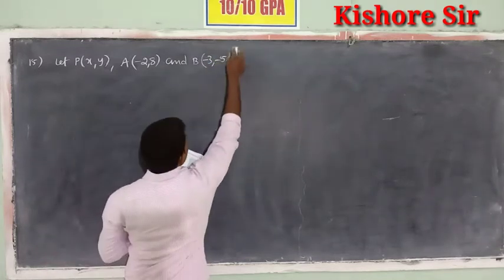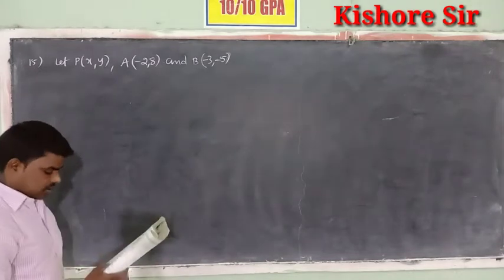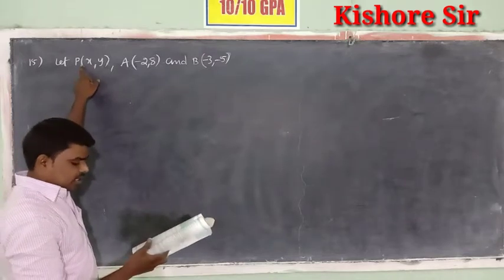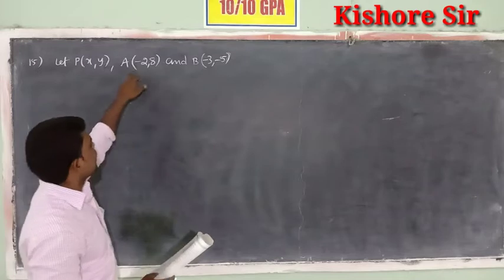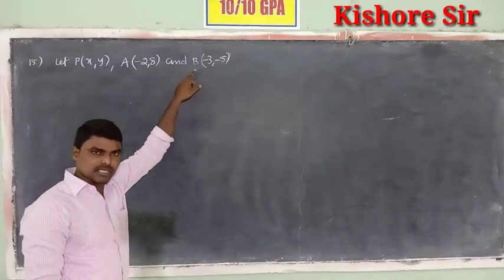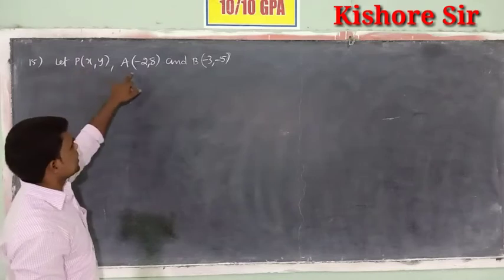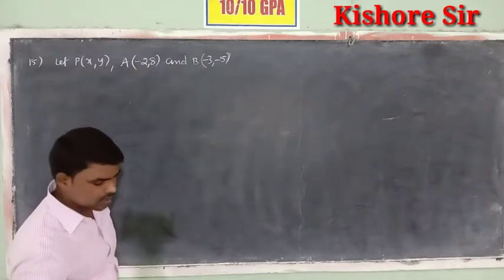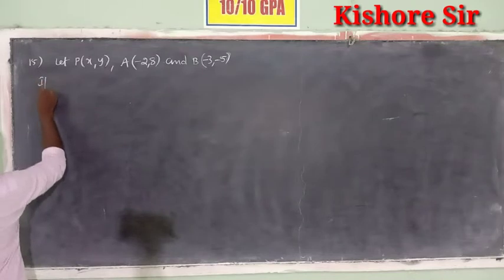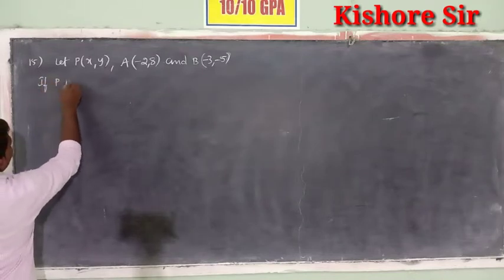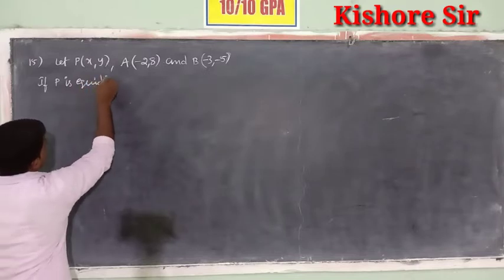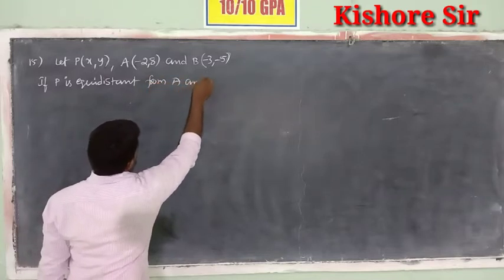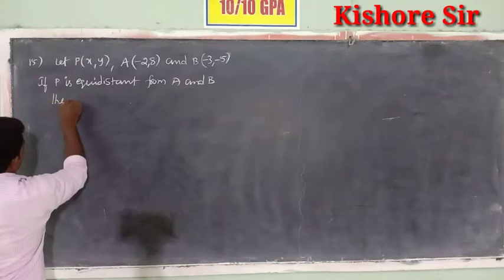See here, the given information is the point (x, y), that is P. The point P is equidistant from the points A and B. Okay, the given information is the point P which is equidistant from the given points A and B. Okay, so see here, if P is equidistant from A and B, then what is the condition?